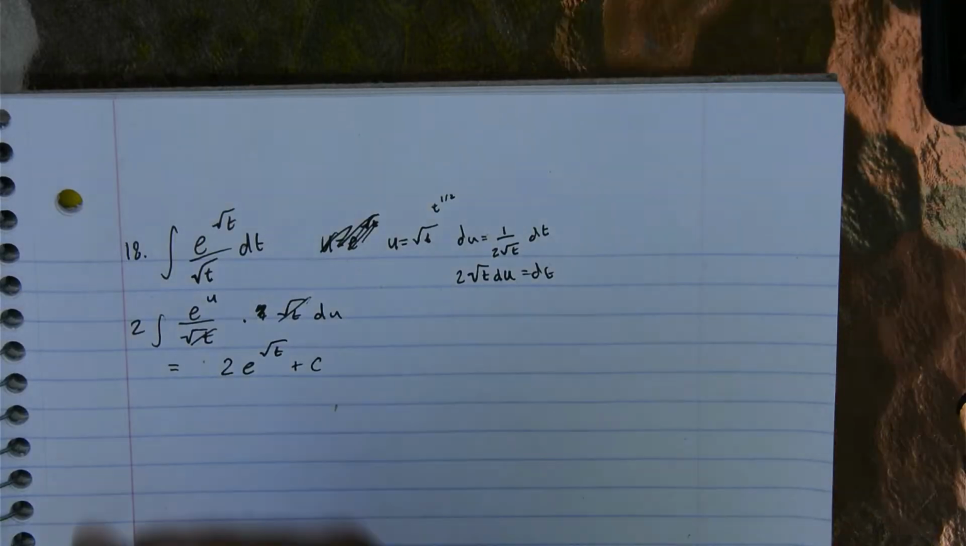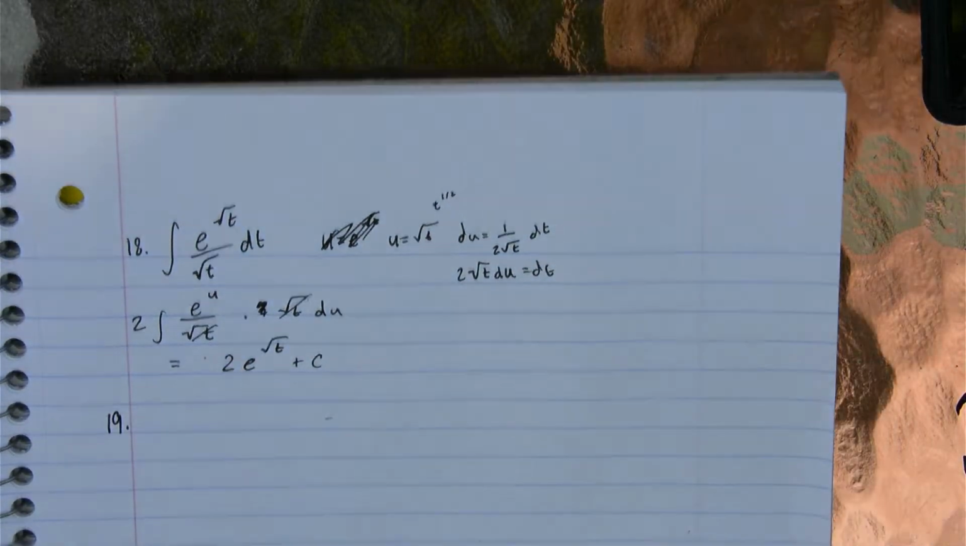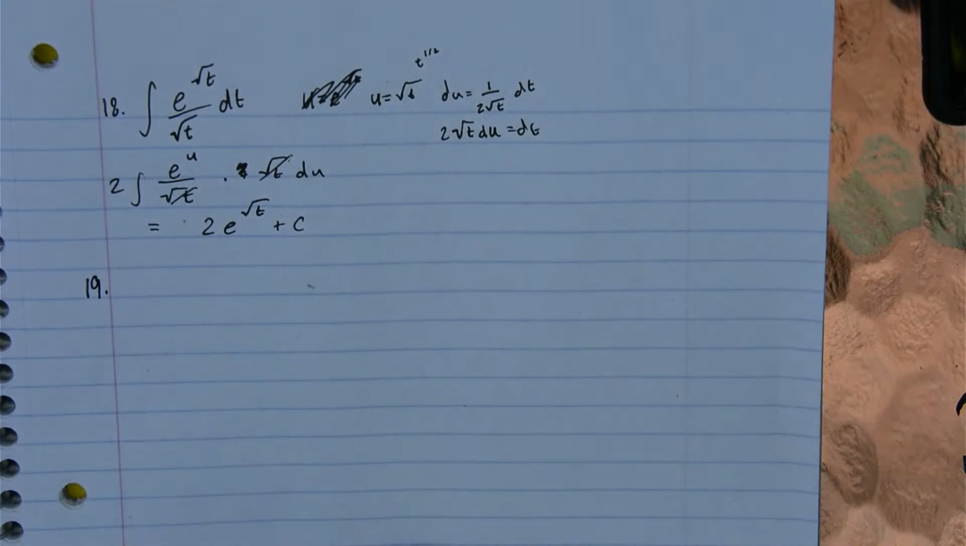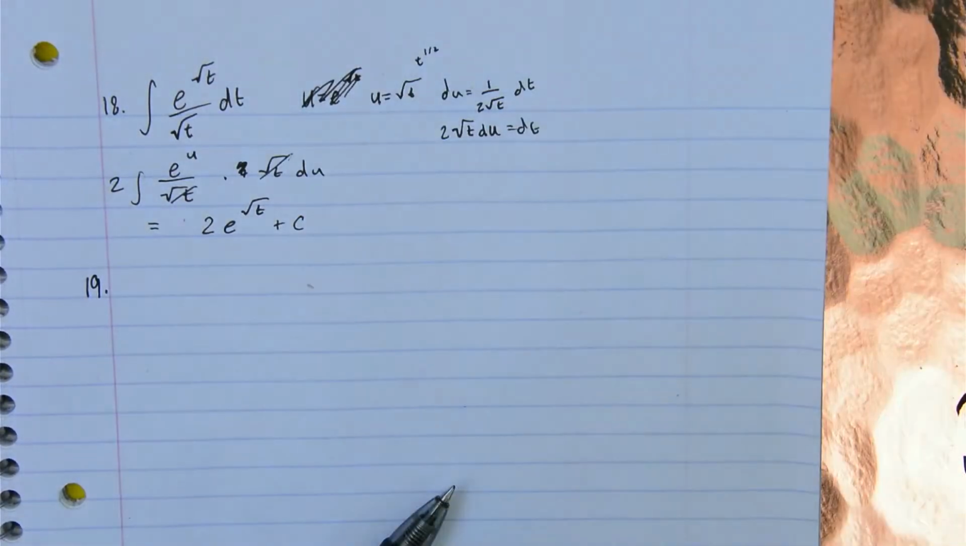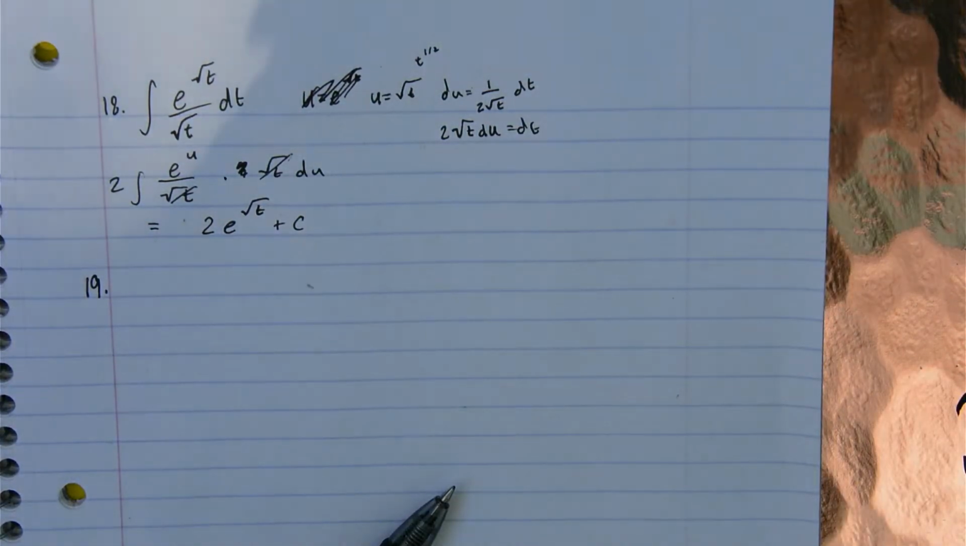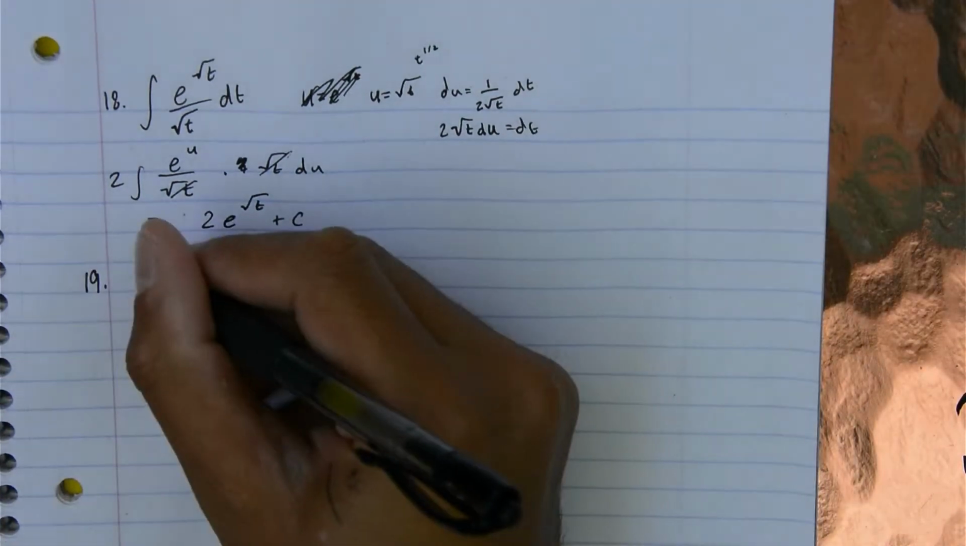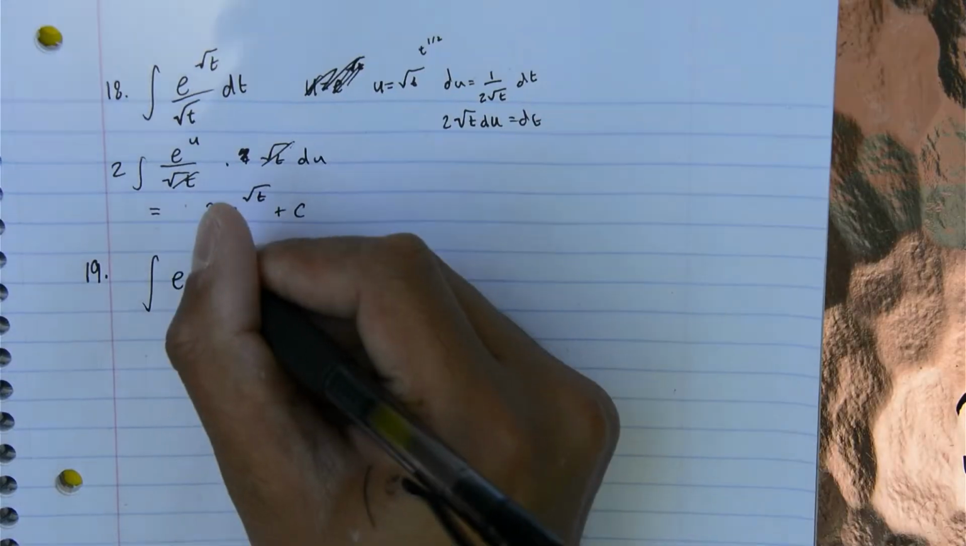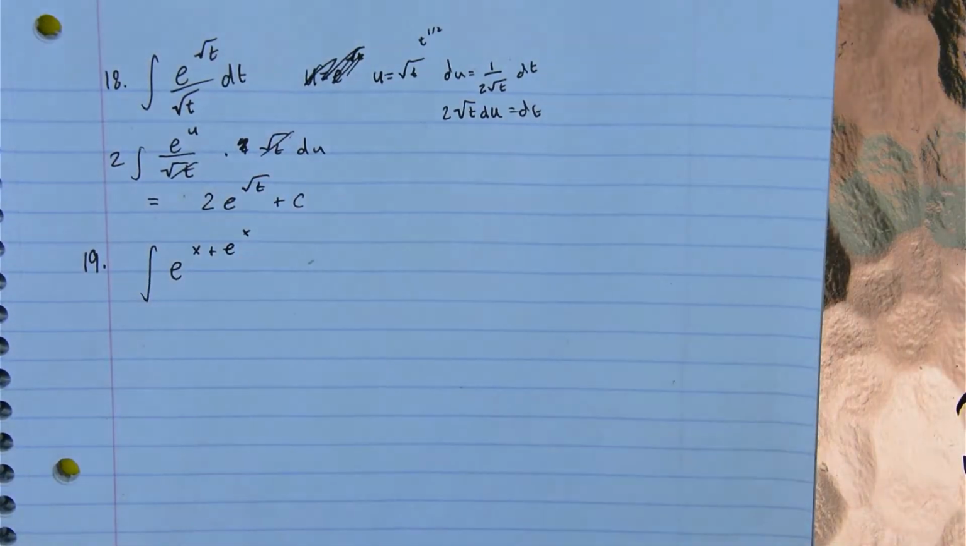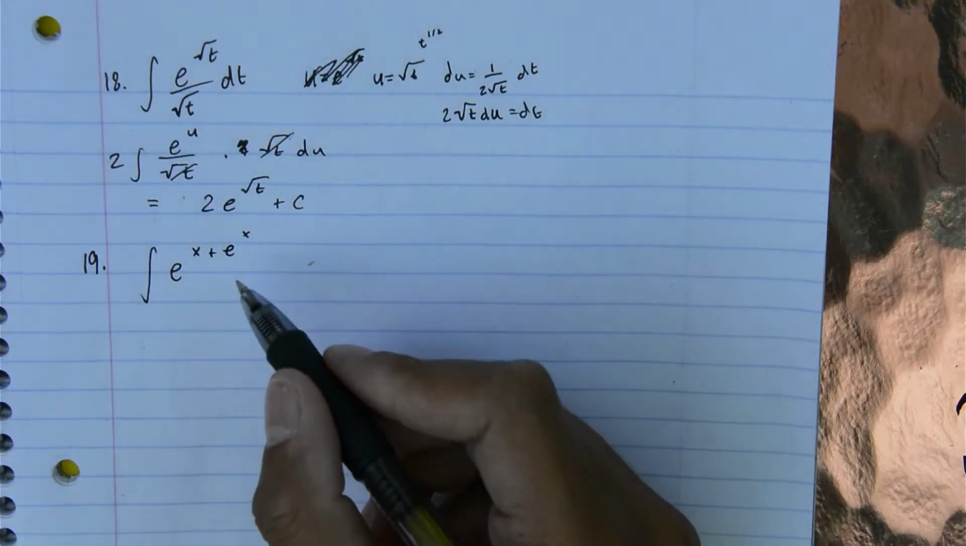Ooh, this one looks fun. 19. Hold on, let me turn on my phone. I can't see chats for some reason. Okay, hold on. So this is going to be the integral of e to the x plus e to the x. Yo, that's crazy, man.